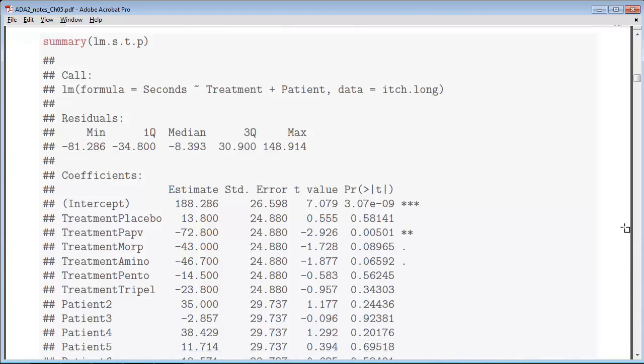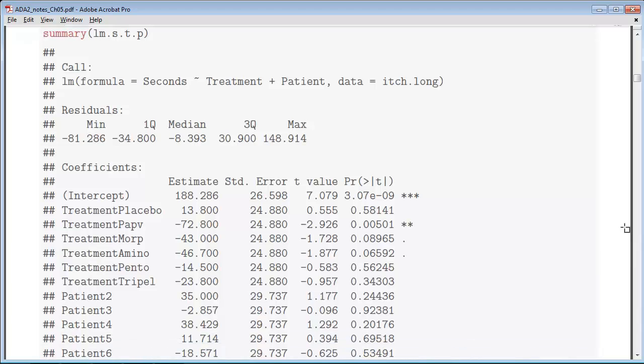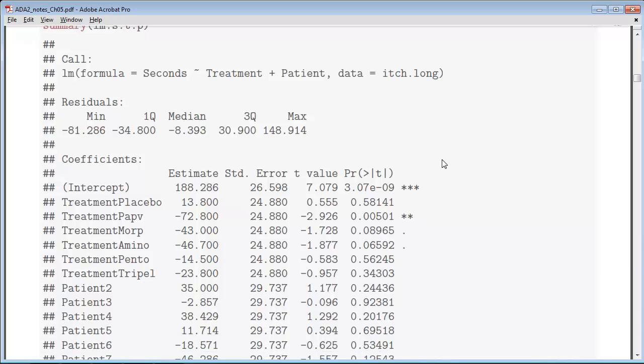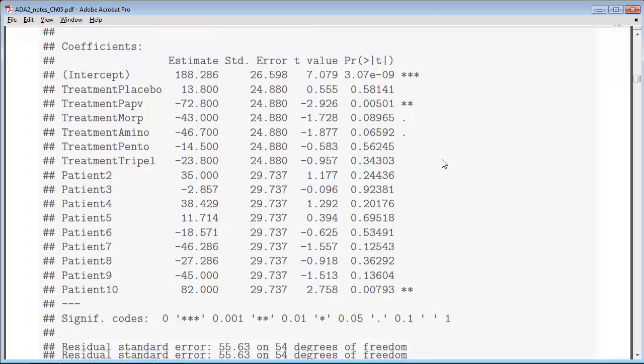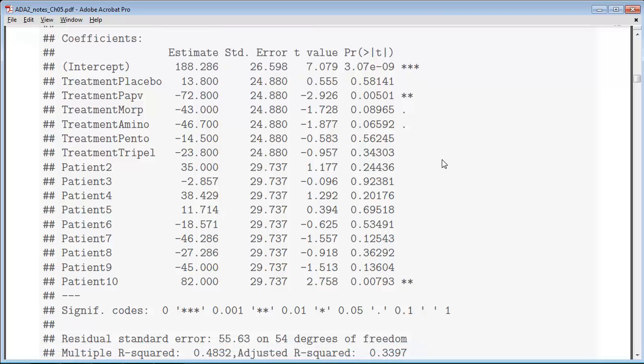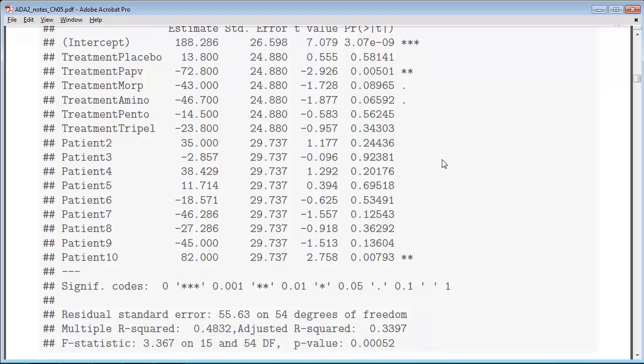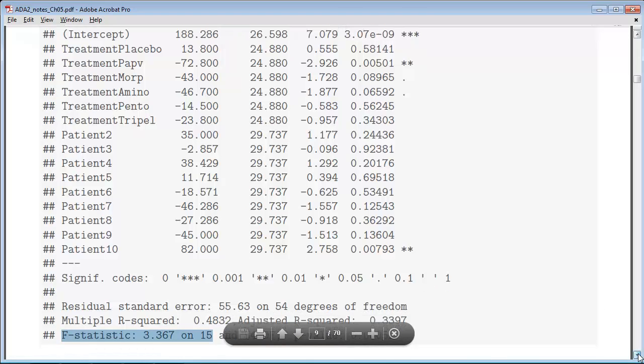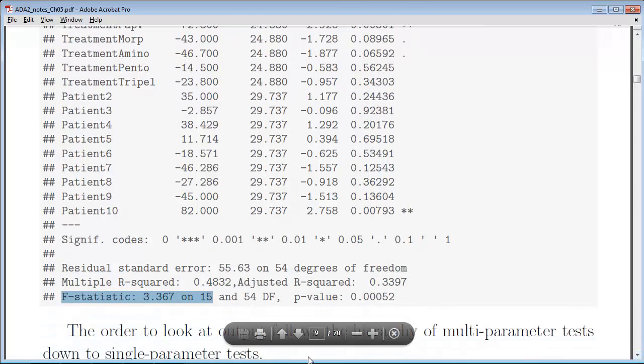So let's take a look at our summary, and this is where heads are going to start popping. So here's the parameter estimate table and all of the coefficients. So let's start by going to the very bottom, looking at the F statistic. Look at the F statistic.